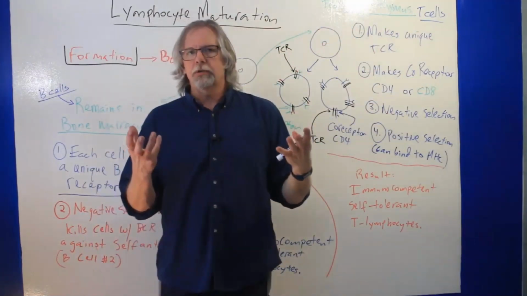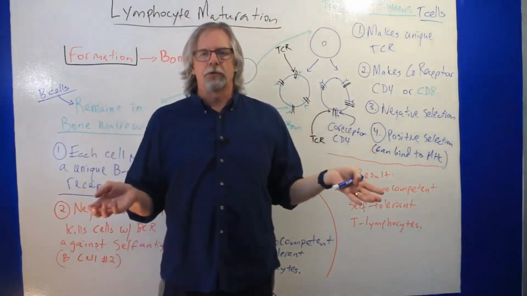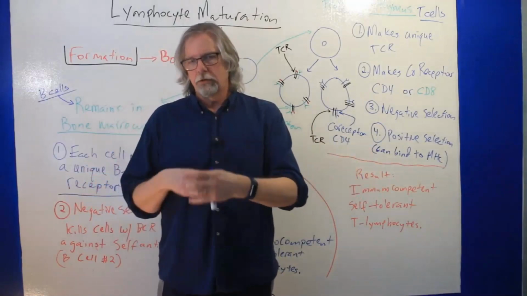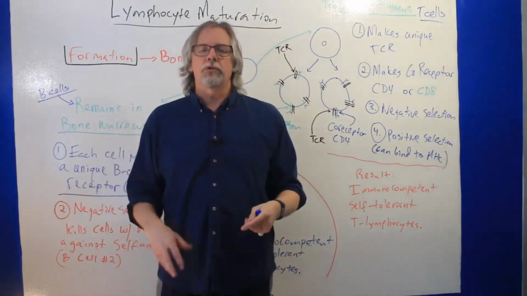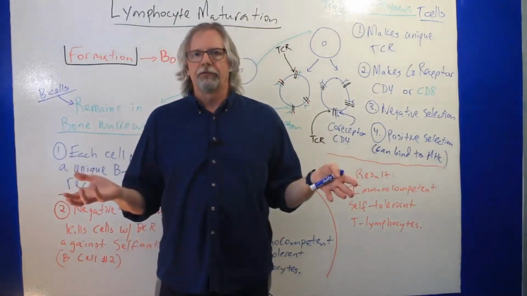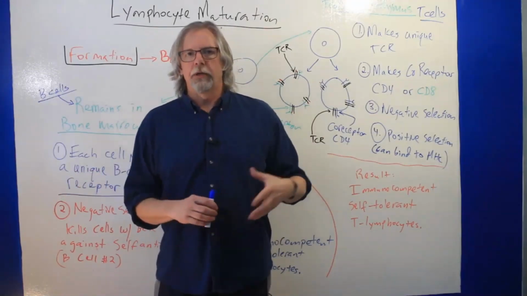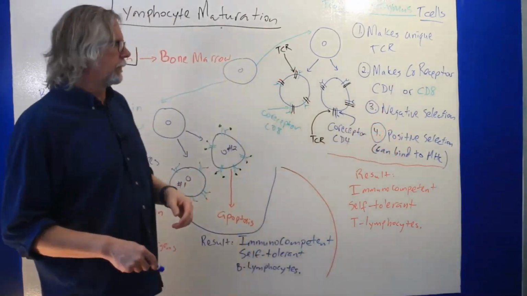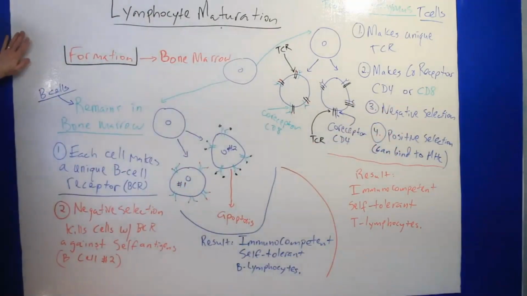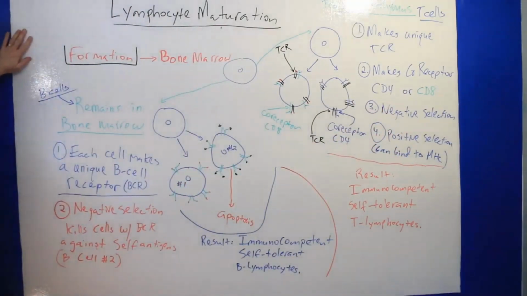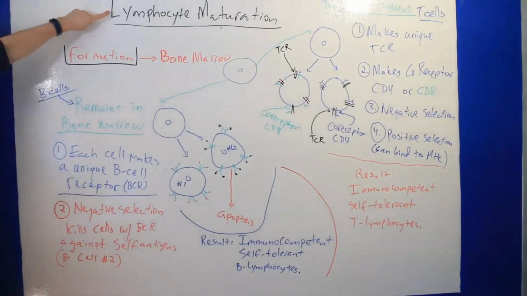So the maturation process is different in those two locations. One is going to cause changes to this new cell, new lymphocyte, to make it a B cell. The other changes to make it a T cell. Let's talk about the B cell changes first. So the changes are maturation.